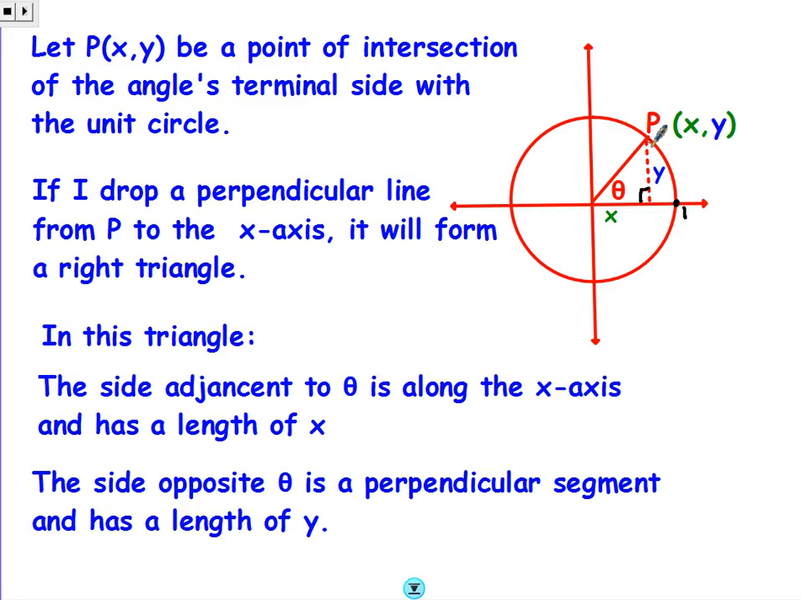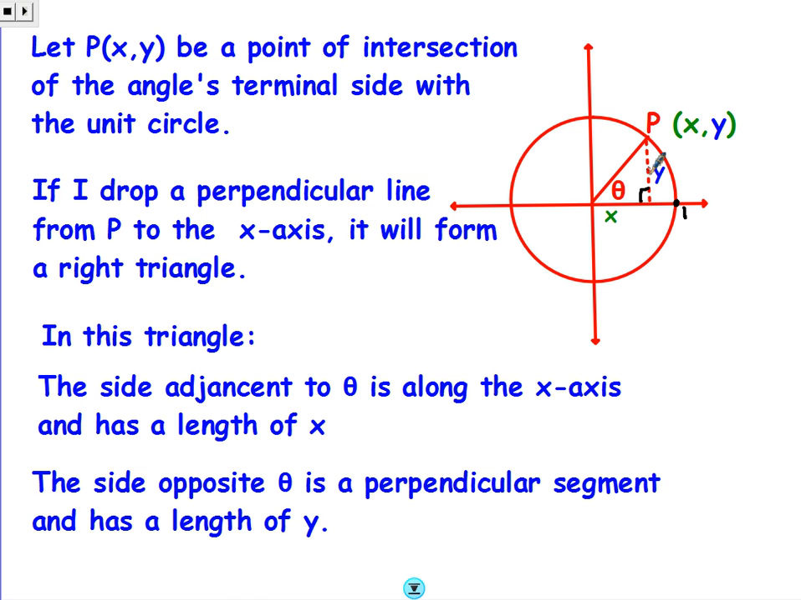In this triangle, the side adjacent to theta is along the x-axis and has a length of x. So this is our theta. This is our adjacent side, right? And that's our opposite side. And yesterday we talked about opposites and adjacents, right? When we were talking about sine and cosine. The side opposite theta is the perpendicular segment and has a length of y. So we have our adjacent side and our opposite side. We okay so far? Any confusions or questions?